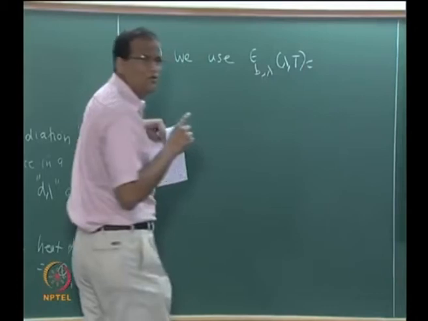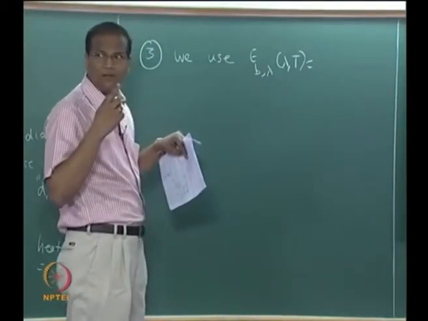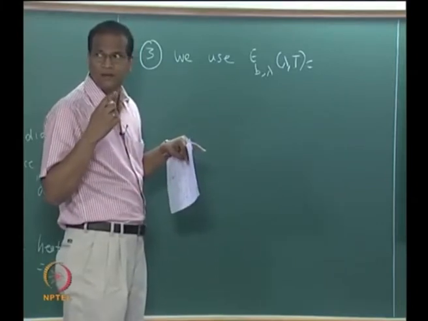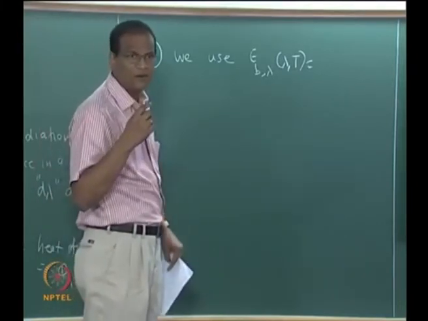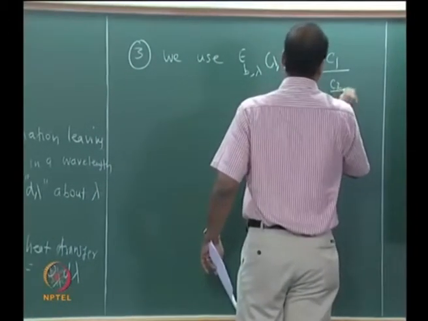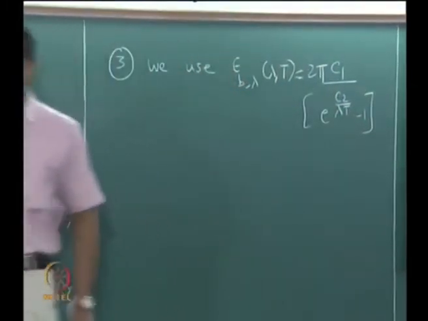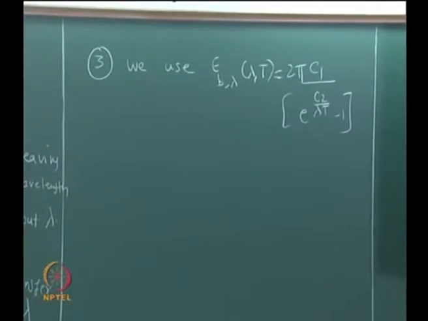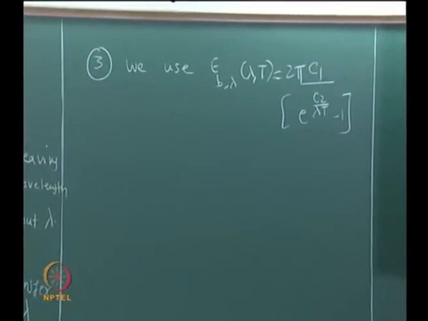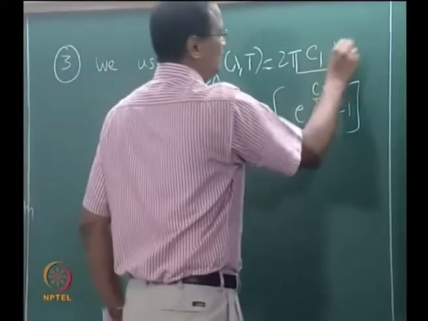Did we use 2 pi C1 or C1 straight away for E? We multiplied that by 2 pi directly, C1? Yeah, please check. No, I am not talking about I B lambda. I hope you have not forgotten the difference. Quiz is coming up, right, between the E B lambda and I B lambda.